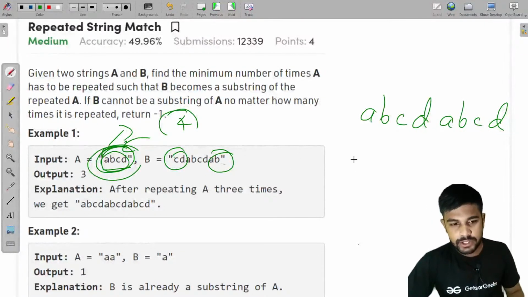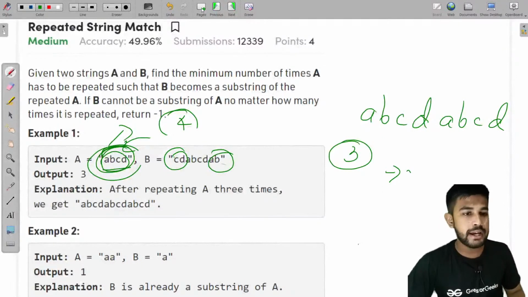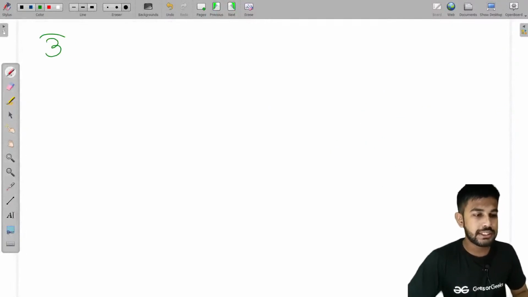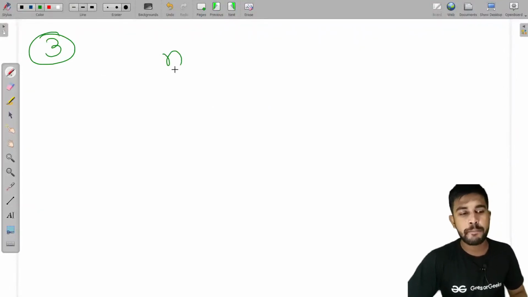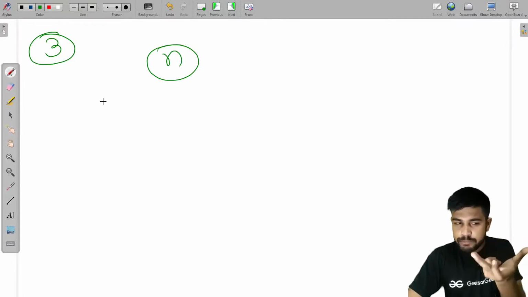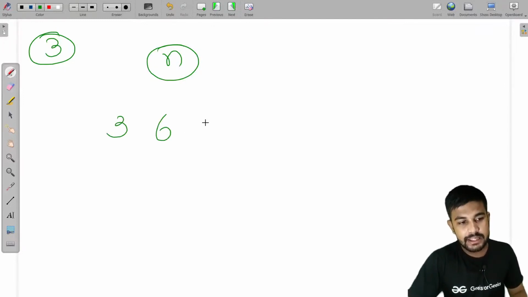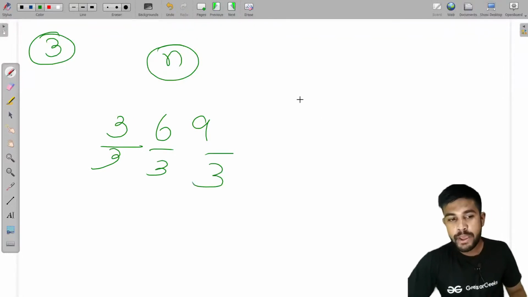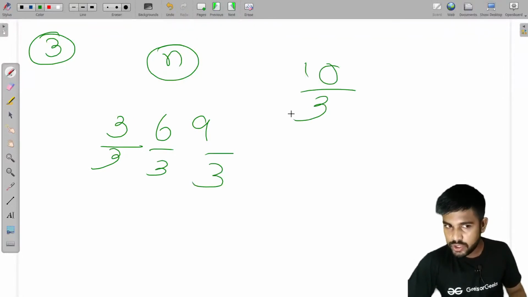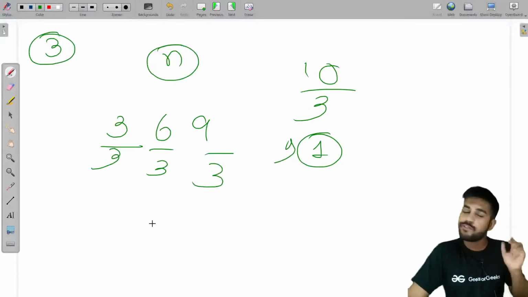Suppose we want to know how many times a multiple of 3 is required to cover a number. Suppose this is 3, and there is a given number n. We want to know how many times 3 is required so that it would be greater than n. Suppose it is 3, then 6, then 9. If it is like this, then dividing by 3 would give the result. Now, if it is 10 by 3, we know that one more is required. If it is greater, then one more than the division gives the answer.